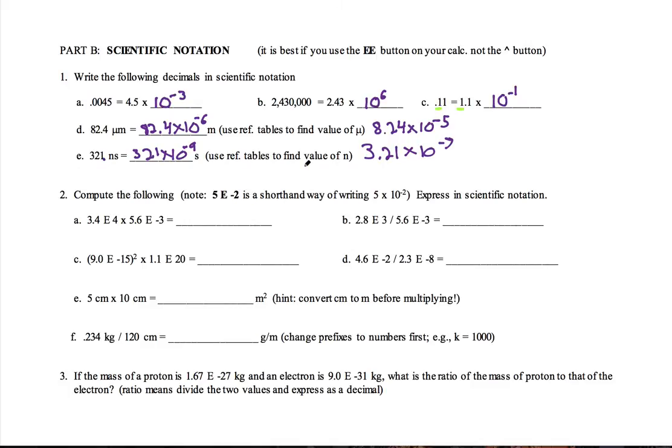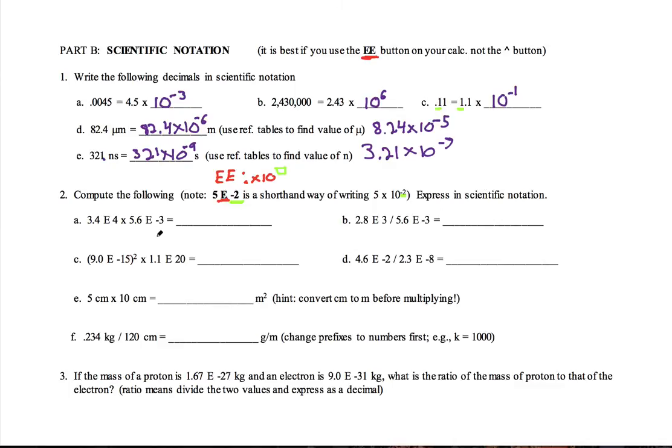Compute the following. Note that 5e to the negative 2 is a shorthand way of writing 5 times 10 to the negative 2. Okay, so let's take a look at this. The e, which you'll also see as EE on your calculator, is a shorthand way of writing times 10 to the something. That's all E or EE means, times 10 to the something, right? And the something is up here, the 2, and over here is that negative 2.